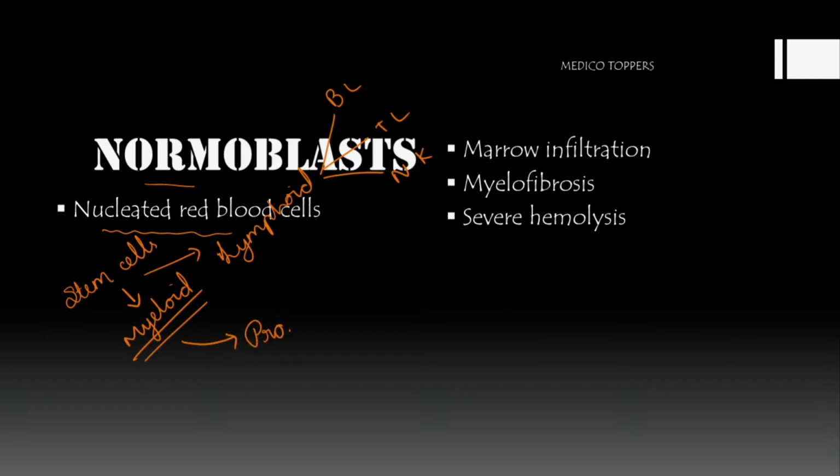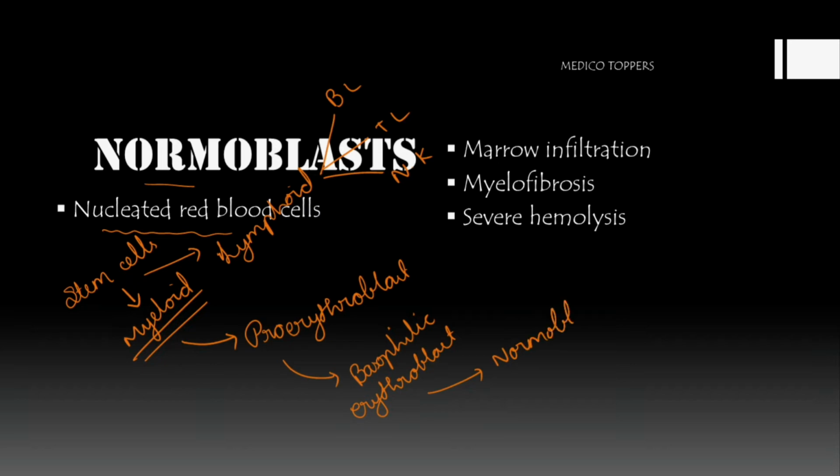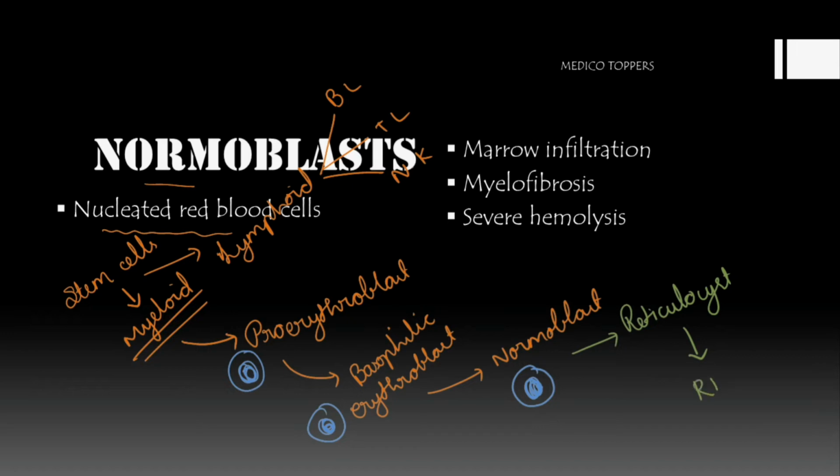First comes the proerythroblast. Then it transforms into basophilic erythroblast. And then it transforms into normoblast. And in case of normoblast, like in all the precursor cells, we will be having a nucleus in the center like this. So in normoblast also, we will have the nucleus in the center. And finally, this normoblast gets converted into a reticulocyte, where there will be no nucleus in the RBC, and this reticulocyte is finally converted into RBC, which is also non-nucleated.